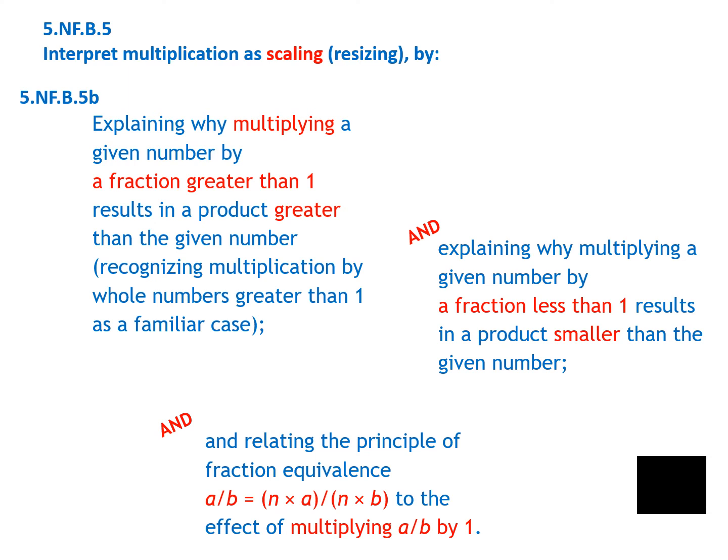5.NF.B.5.b reads, explain why multiplying a given number by a fraction greater than 1 results in a product greater than the given number, and explain why multiplying a given number by a fraction less than 1 results in a product smaller than the given number.